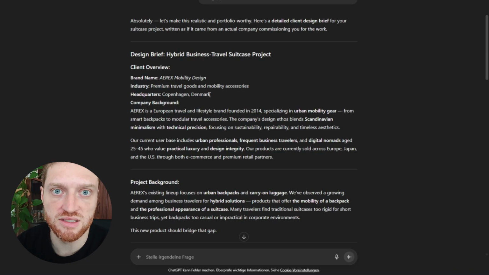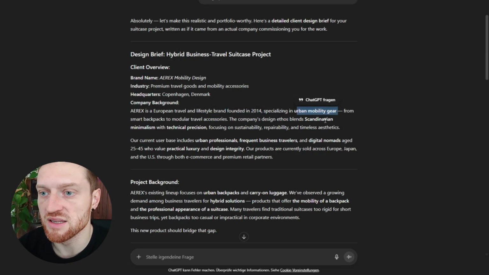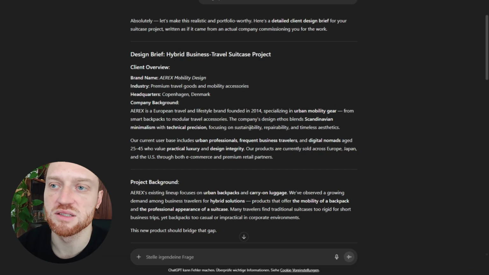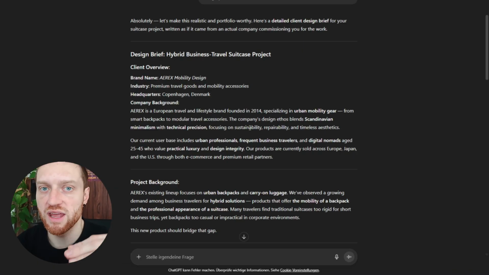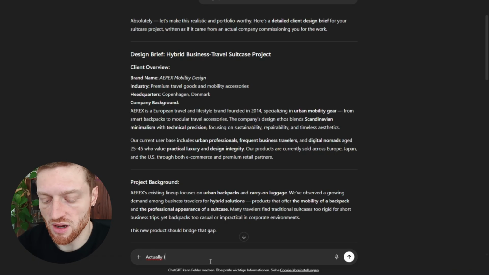So you already understand that the base design could be Scandinavian minimalism. Then it goes on to say lifestyle brand, specializing in urban mobility gear. The company's design ethos blends Scandinavian minimalism and technical precision, right? So now, obviously, I didn't state what style I want this to be. Maybe you already have an idea that you want to go for in your design. And then just make clear, actually, I wanted this to be in a Japanese style and include futuristic elements.